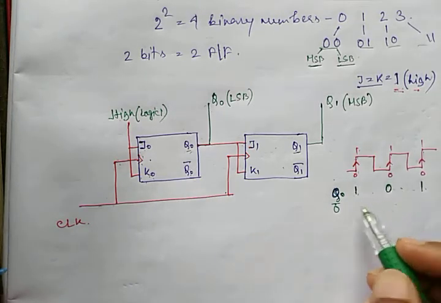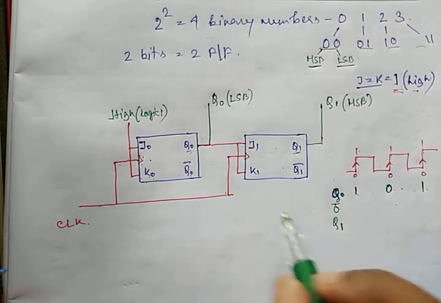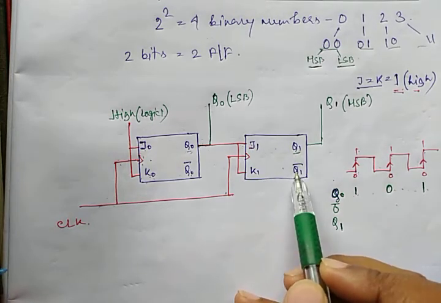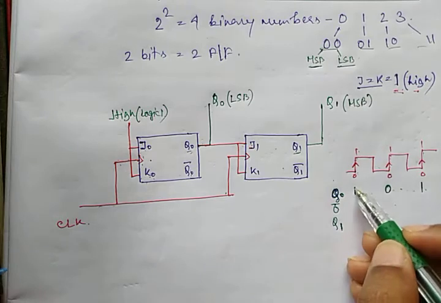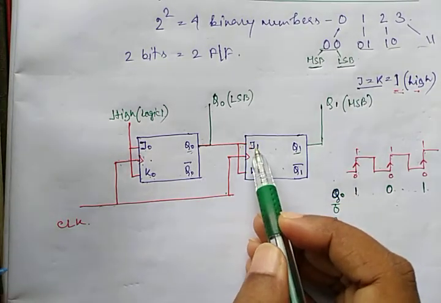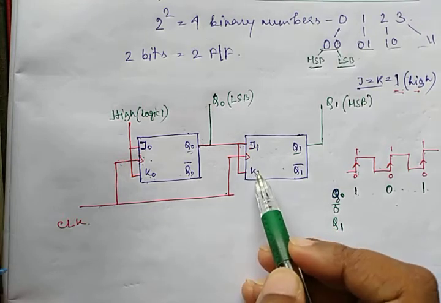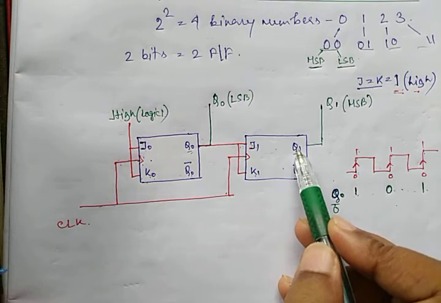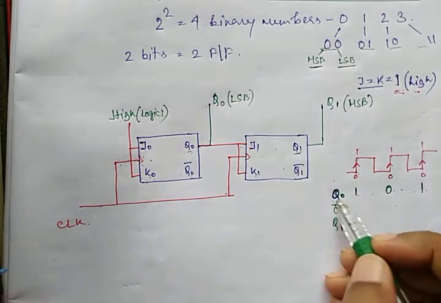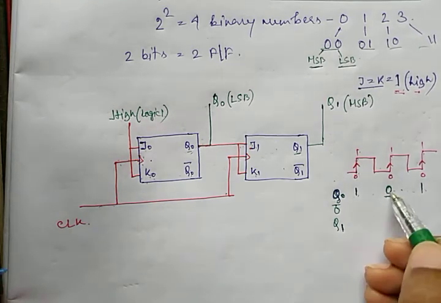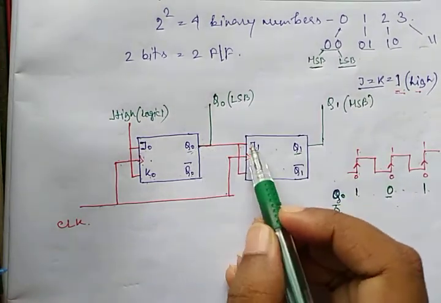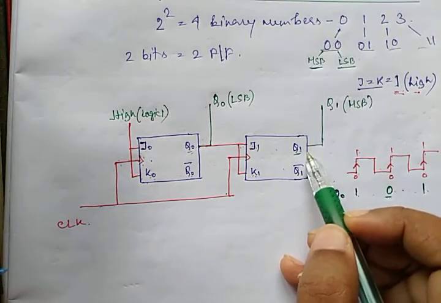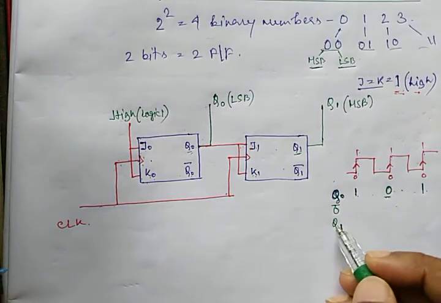But for Q1, as Q1 gets its input from Q0, Q1 will toggle when Q0 is 1. When Q0 is 1, both inputs J1 and K1 will be 1, and only at that time will Q1 and Q1 bar toggle. But when Q0 is in the 0 state, Q1 will not change, as for 0, both the J and K inputs will be 0, and it remains in the no change condition. So Q1 will toggle.